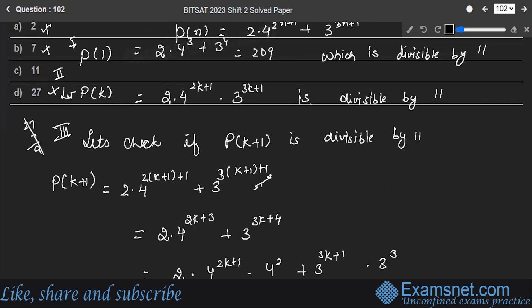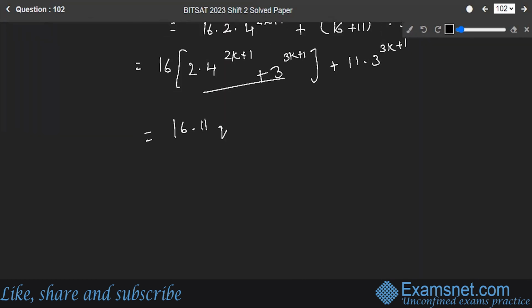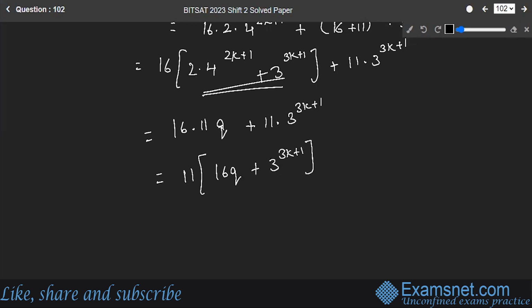Let's say I have put this as q. Okay, because this was equal to q plus 11 into 3 raised to power 3k plus 1. So I'm taking 11 common again. You have 11 into (16q plus 3 power 3k plus 1), which is equal to a multiple of 11.